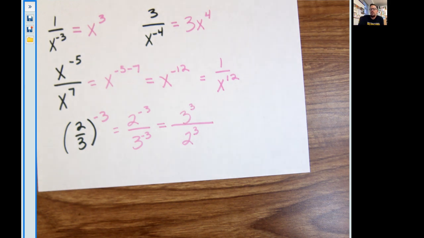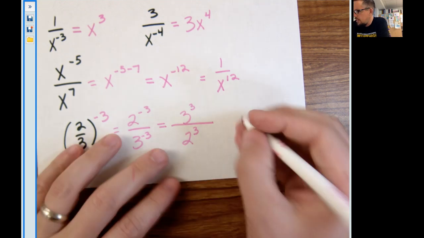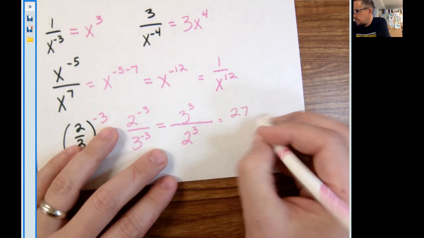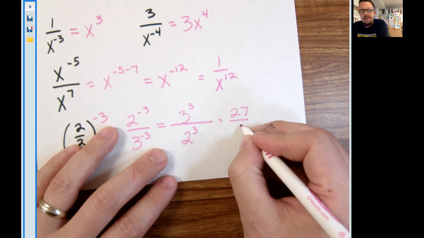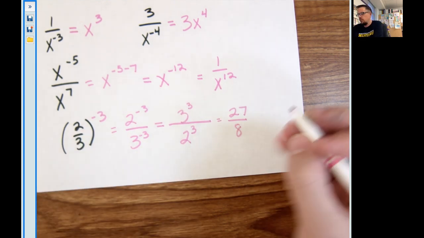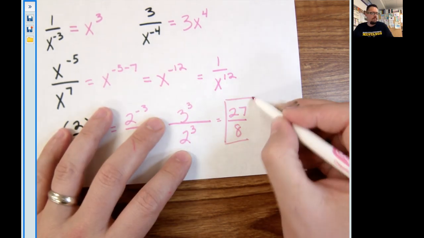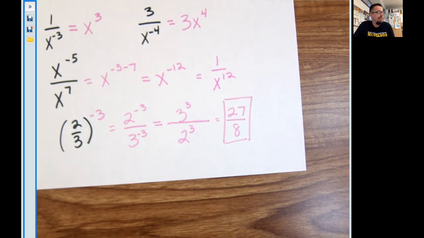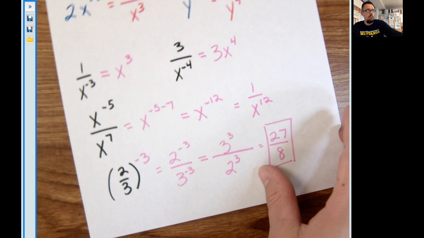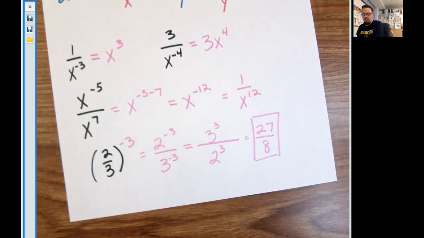3 to the third is 27. And 2 to the third is 8. That won't reduce, so we'll just leave it like that. Okay. Yes? Okay. I will take your silence as a wahoo.